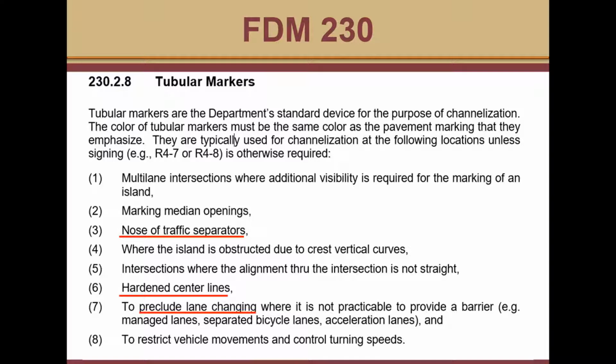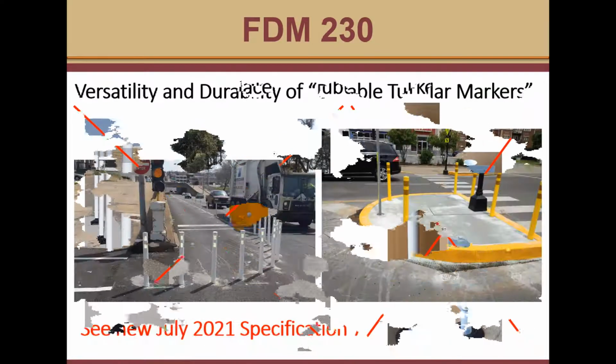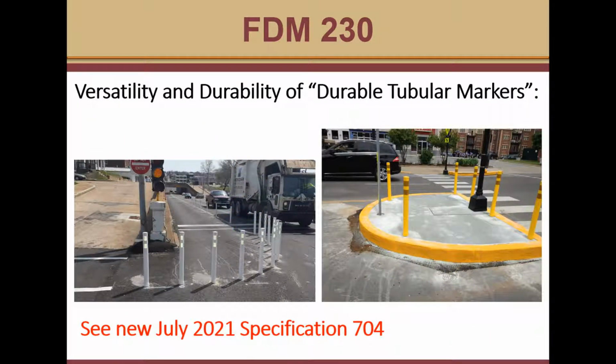And then we also have this option where we talk about precluding lane changing, and we include managed lanes along with that. In other words, the old express lane or managed lane markers are now our standard tubular markers that we use in many applications on arterials and collectors, as well as express lanes or managed lanes. So these are the old products that we're replacing with these similar products that were shown in these pictures here. See the new July 2021 specification 704, which is the new standard specification for tubular markers.